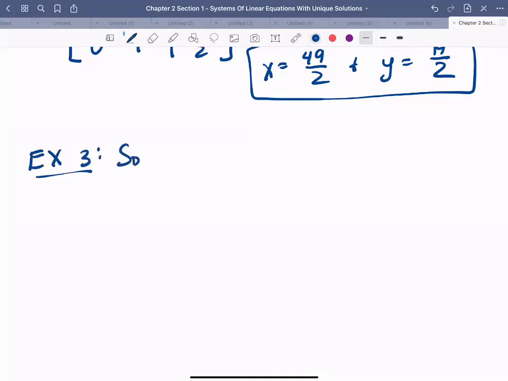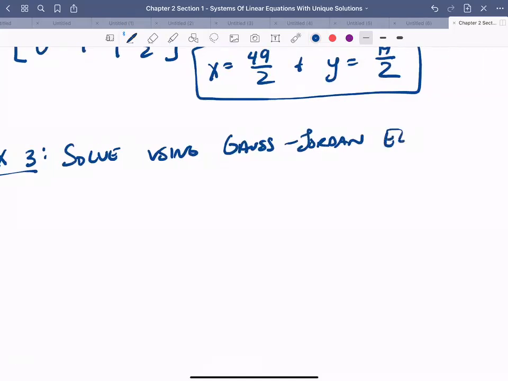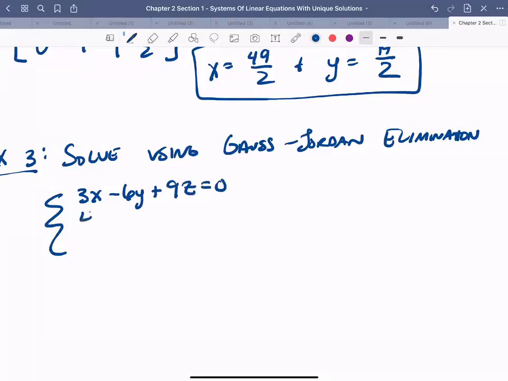Example 3 says solve using Gauss-Jordan elimination. So here's our system. 3x minus 6y plus 9z equal to 0. 4x minus 6y plus 8z equal to negative 4. And then negative 2x minus y plus z equal to 7.